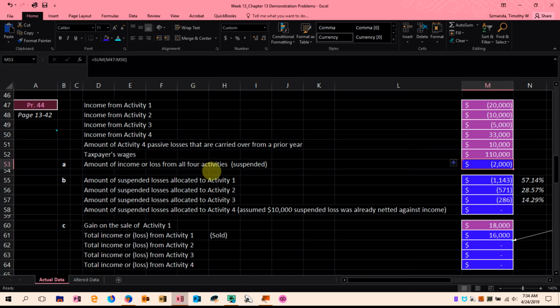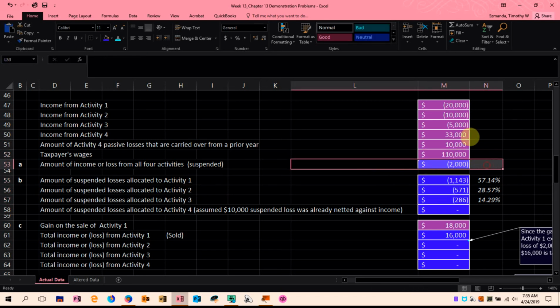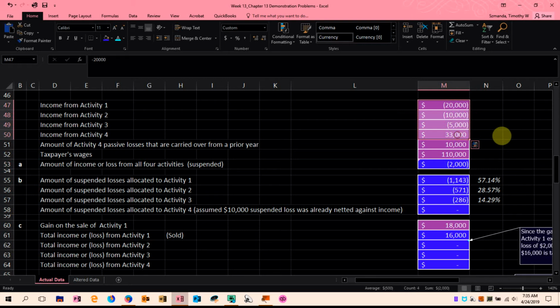Okay, so the next calculation is how are the suspended losses allocated? And this is what I wanted to demonstrate. So this is just an apportionment or an allocation of the losses, the $2,000 total, allocated between the activities, because we know we had a total $2,000 loss after netting all of the income and losses from activities 1 through 4.